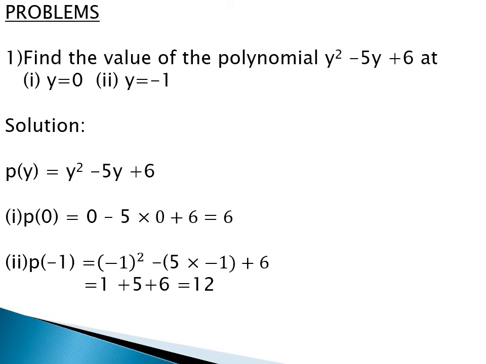What does this question mean? Value of the polynomial at y equal to 0. Second question, p of minus 1. So y is replaced with minus 1. Minus 1 square minus 5 into minus 1 plus 6. The answer is 12. So the value of the polynomial at y equal to minus 1 is 12. This is, I think, a 7th class sum, so you know it very well.